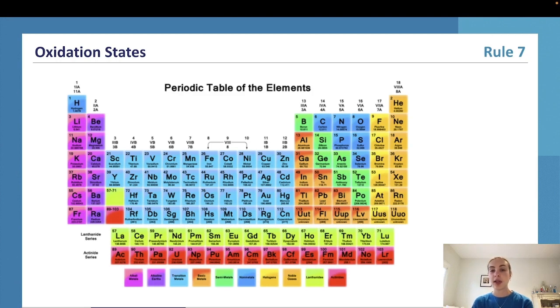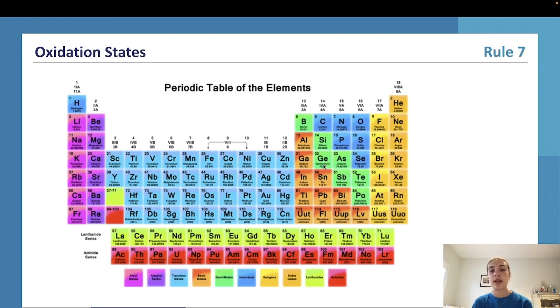So if we're to just look at this here, just to get an understanding with rule 7, we can see that we've got our group 17, they're going to be the 1- charge, then there's going to be our 2- charge here, or -2 charge in group 16. Group 15 is going to be a -3 charge.